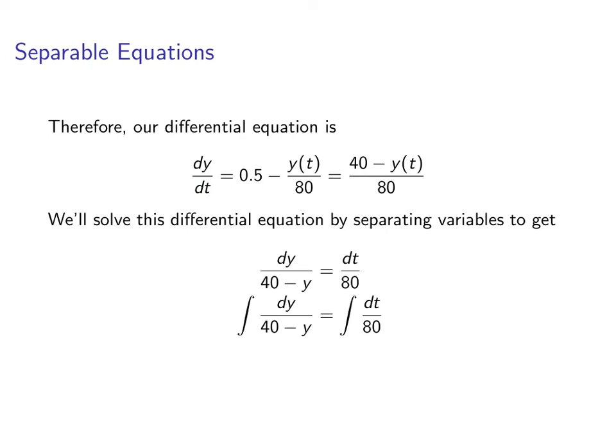Usual game, we integrate both sides. And so on the left-hand side, we get negative log of the absolute value of 40 minus y, and on the right side, we get t over 80 plus c. Where does this minus sign come from? That's our chain rule factor.